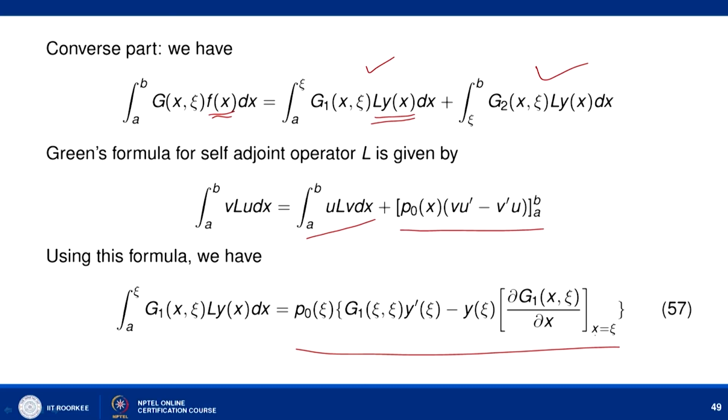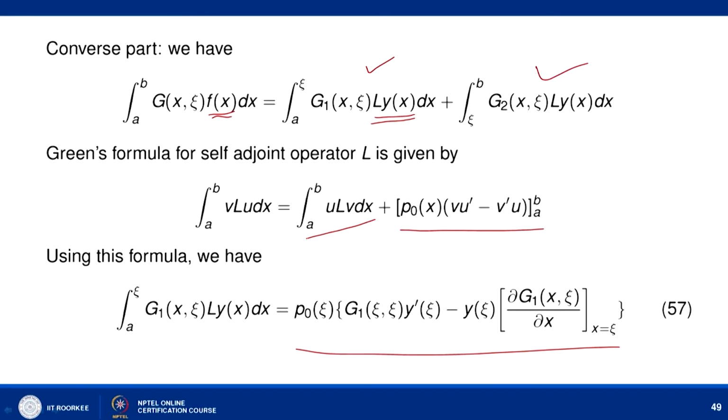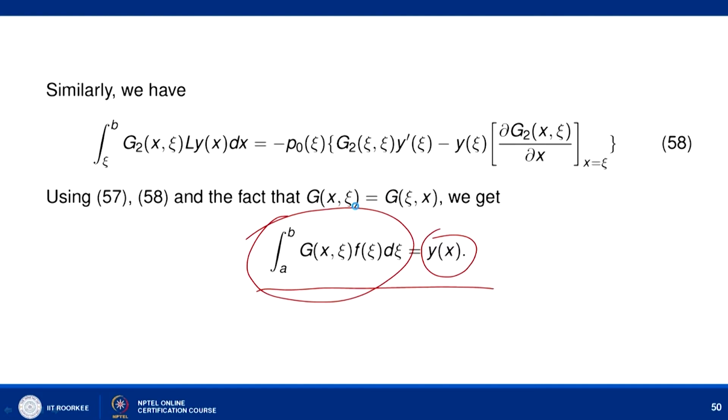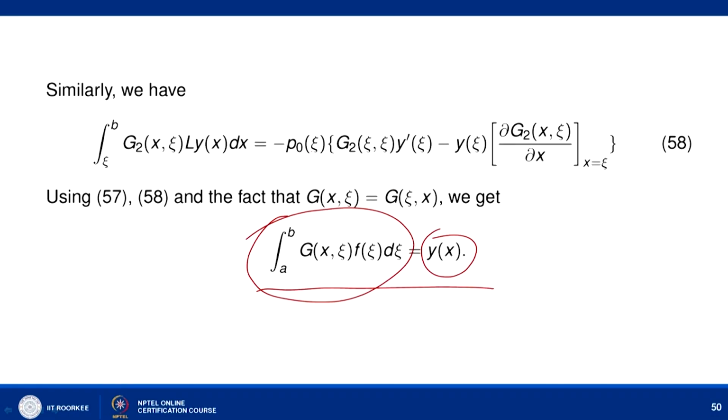Using this similar formula, we can get this part: the integral from xi to b of g2(x, xi) L[y](x) dx equal to, then again using the same formula here, you will get y and L of g2, and g2 is a multiple of y2. So, we can write it here, that part is going to be 0, and using this boundary term we can simplify our expression as minus p0(xi) [g2(xi, xi) y'(xi) minus y(xi) ∂g2/∂x at x equal to xi].